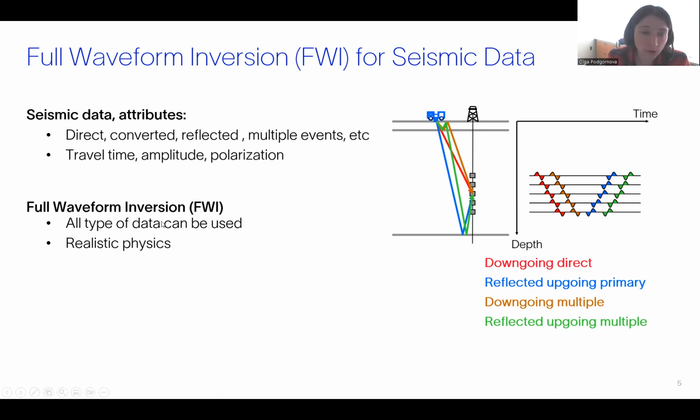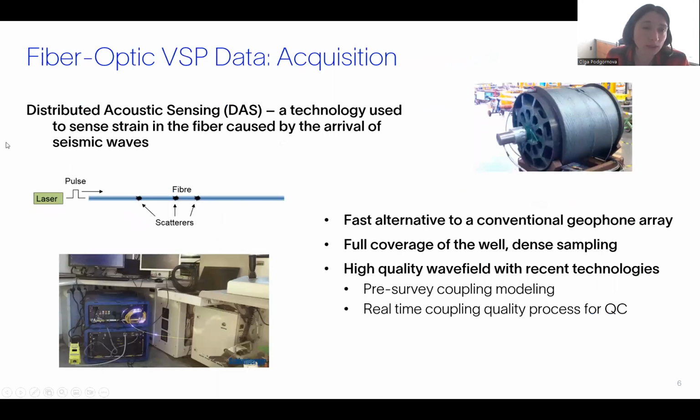And the full waveform inversion technique has been very popular in seismic in recent decades. In theory, it allows us to use all types of events, and while modeling it solves partial differential equations, meaning that we try to model realistic physics as close as possible.